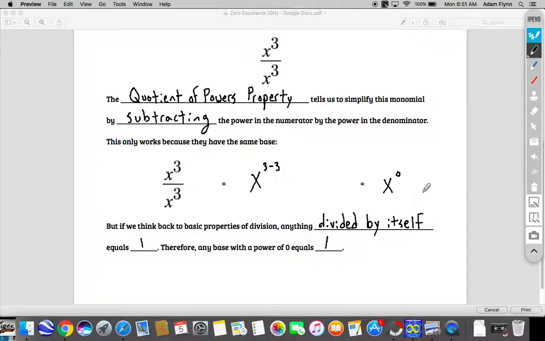Okay, and a lot of people tend to make the mistake, instead of having this equal 1, they put x to the first power. Okay, there's a huge difference here. We have no more x's, okay, our base changes, and we are left with the number 1.